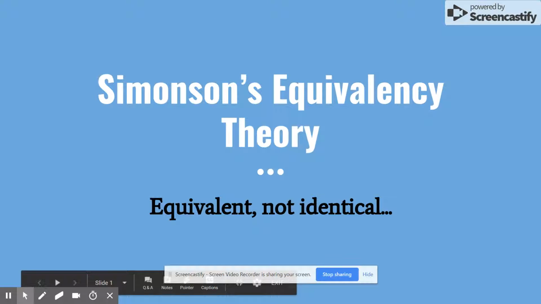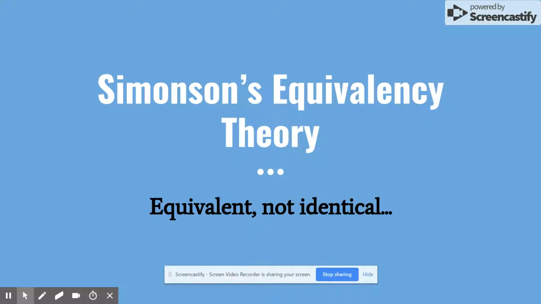Hello, all. I am going to talk about Simonson's equivalency theory and how it relates to K-12 development of his theory and how it can affect the implementation of distance learning. I think his theory states that it's equivalent, but it's not necessarily identical. And I think that's when we have to be careful of distance learning for children.